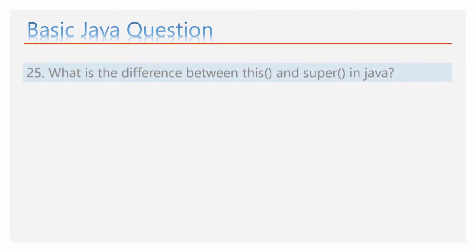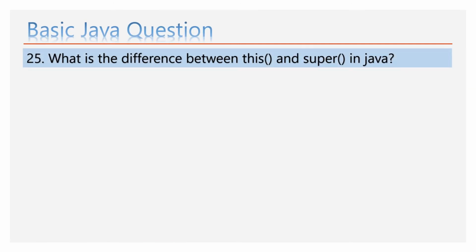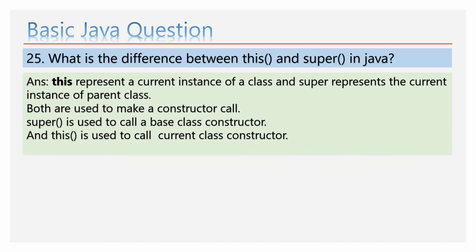What is the difference between this and super in Java? This represents the current instance of a class and super represents the current instance of the parent class. Both are used to make a constructor call. Super is used to call a base class constructor. And this is used to call the current class constructor.